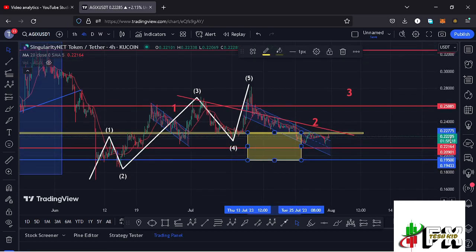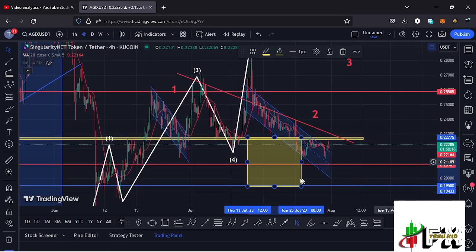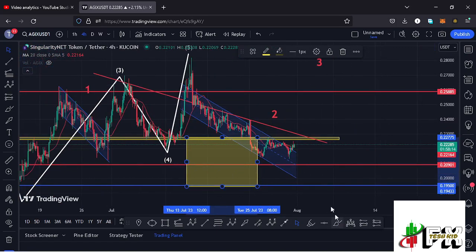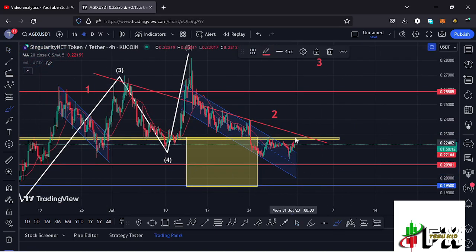So on the short term, we can continue observing Agix to give us a break above resistance at around the $0.227 mark, and a break above that with a 4-hour close above that key area of resistance, maybe with a successful retest. Then from that point, we can easily see Agix get above the $0.25 mark for the breakout out of this descending channel that I have right here on the charts.